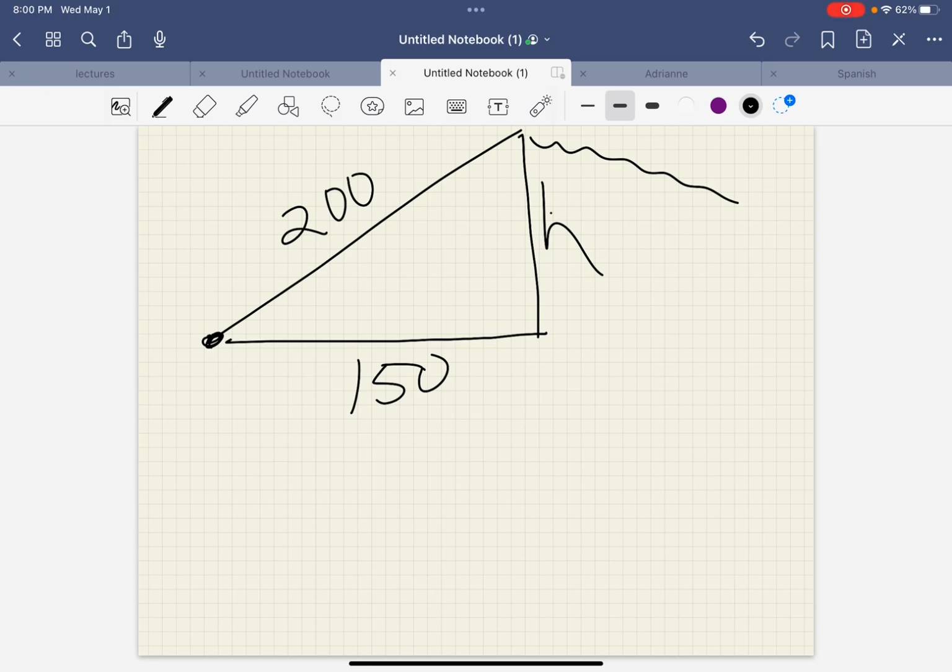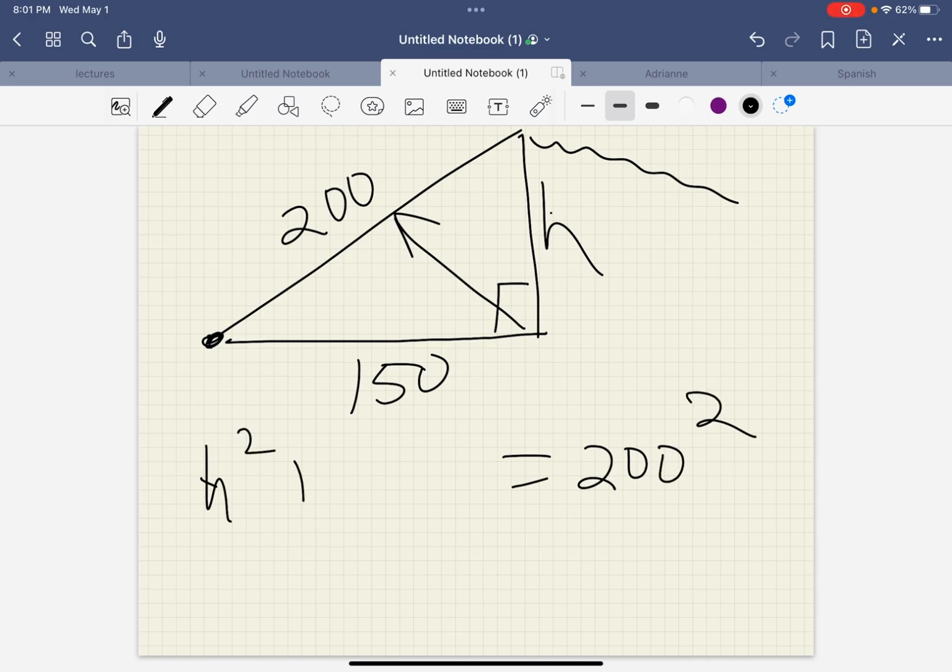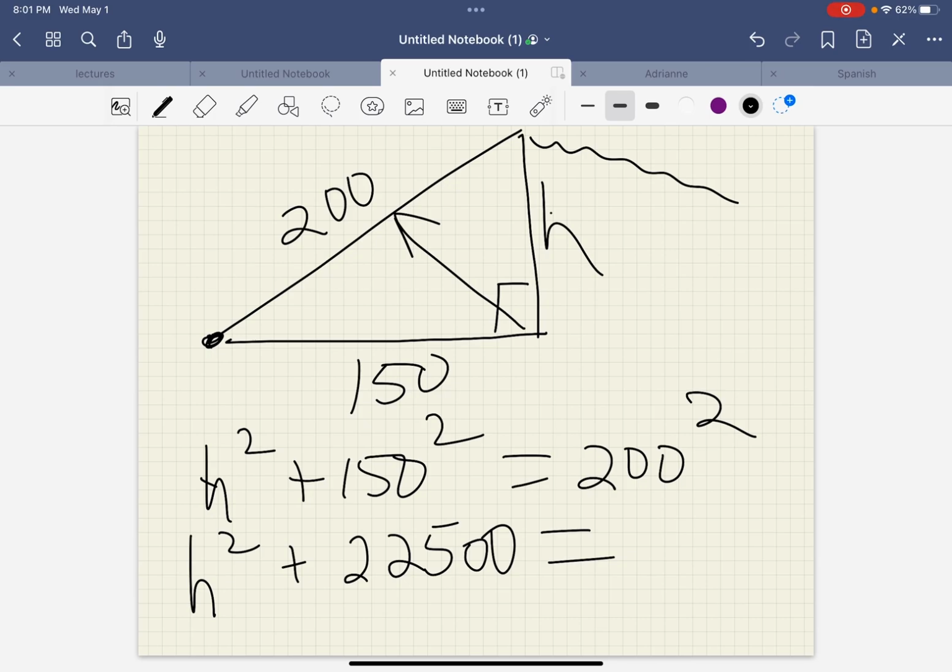All right, so it is a right angle, okay, because she was directly underneath the kite. So, oh gosh, we're going to use Pythagorean theorem. So remember, across from the right angle, that's the hypotenuse. So that's going to be equal to 200 squared. And h squared plus 150 squared. So that's h squared plus, see, 15 times 15 is 225. So that'd be 225 and then 2 zeros. And this is 4 with 1, 2, 3, 4 zeros.